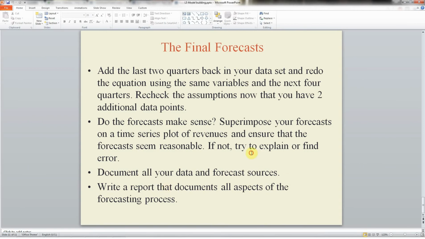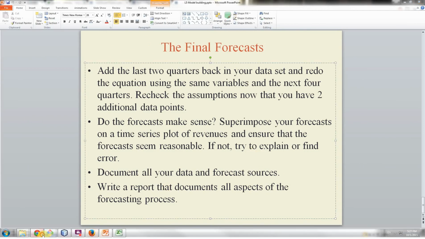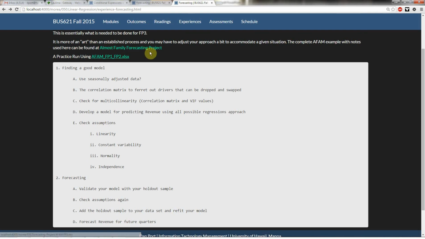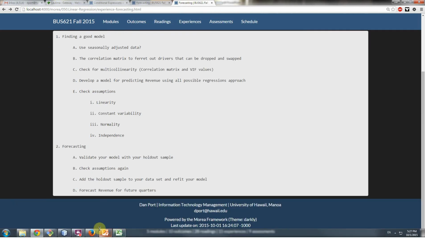Okay, so there you have it. That's more or less everything in a nutshell. You can go see a more complete example by going to the Almost Family Home Forecasting Project. Again, you have plenty of variability or options in how you do things. So good luck with your FP3.